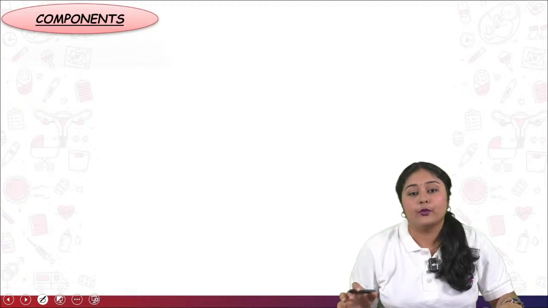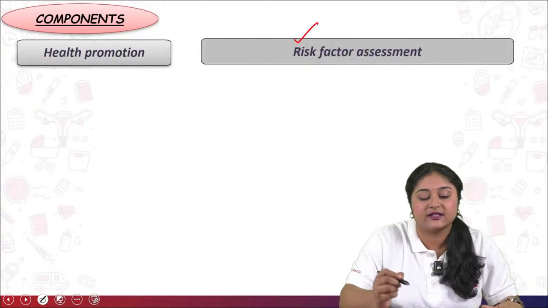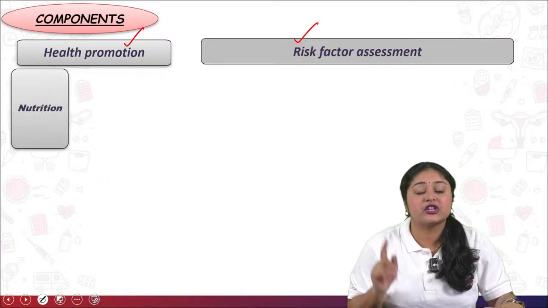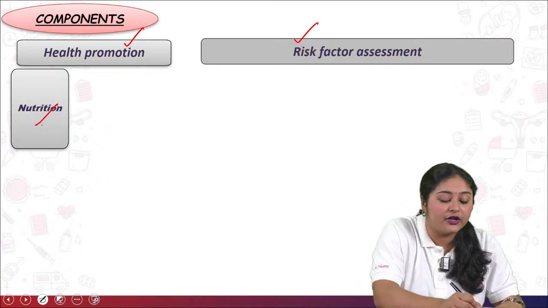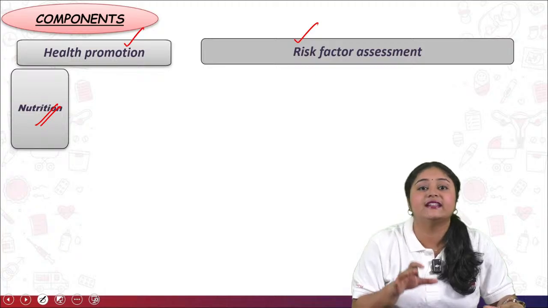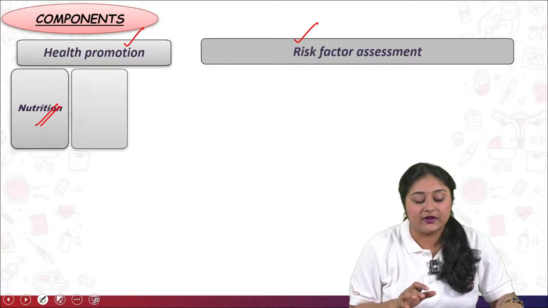Now come to the components. So what are the components? First is health promotion, second is risk factor assessment. These are the two main components. Under health promotion, one of the most important components is nutrition during pregnancy. A proper amount of carbohydrate, fat, protein, everything needs to be given to the mother.